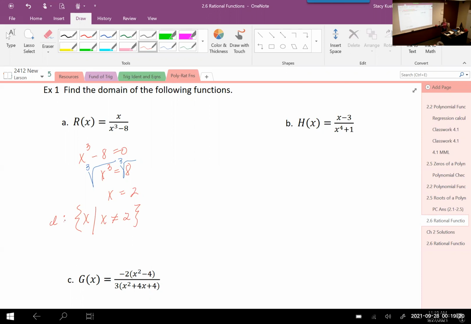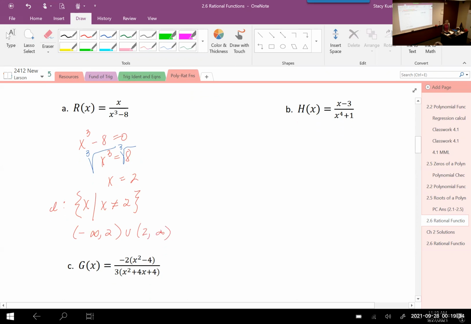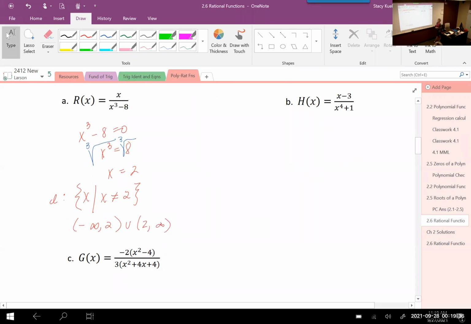In interval notation, we have a different way to talk about it. In interval notation, it would look like negative infinity to 2 parentheses, union 2 to infinity. So in interval notation, you typically have parentheses on either end, parentheses or brackets like we're used to seeing. So this is just another way for us to represent the domain.